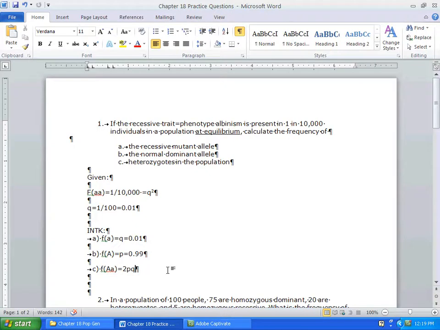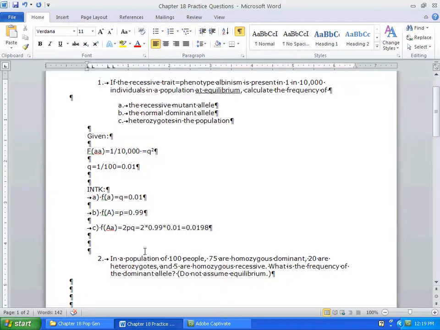And then the third part is the frequency of heterozygotes. It's defined as 2pq, so we just take 2 times the value that we got for p times the value that we got for q. We just plug that in and we get 0.0198, or a little bit less than 2% is the frequency of heterozygotes in our population. So we have 1 in 10,000 individuals are homozygous recessive, and about 2 in 100, almost 2 in 100, are heterozygous.